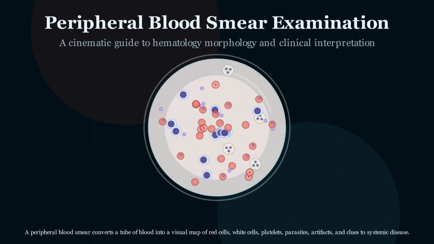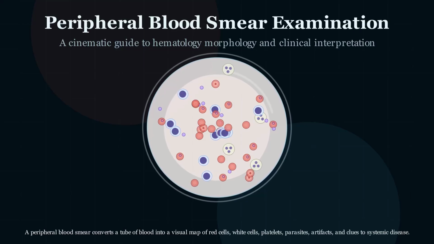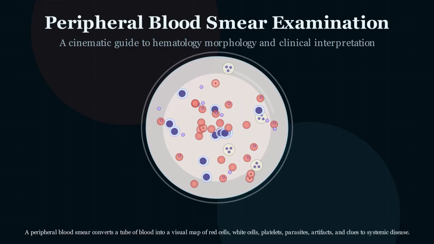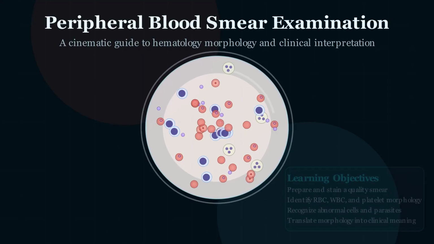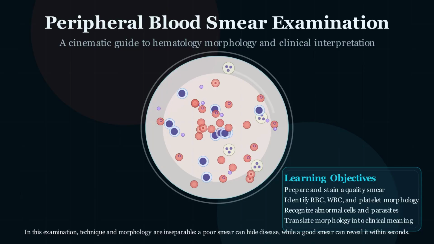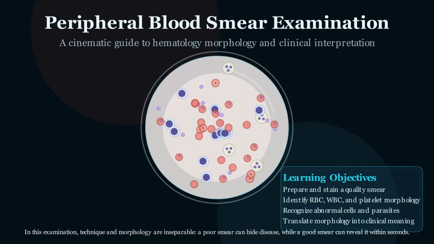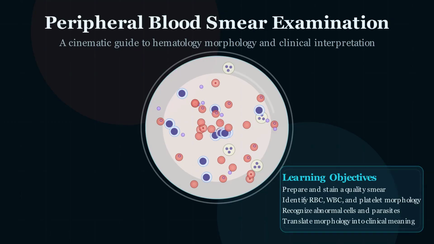A peripheral blood smear converts a tube of blood into a visual map of red cells, white cells, platelets, parasites, artifacts, and clues to systemic disease. In this examination, technique and morphology are inseparable. A poor smear can hide disease, while a good smear can reveal it within seconds.